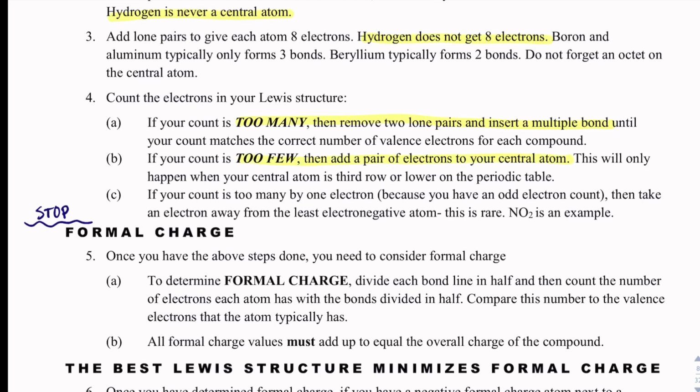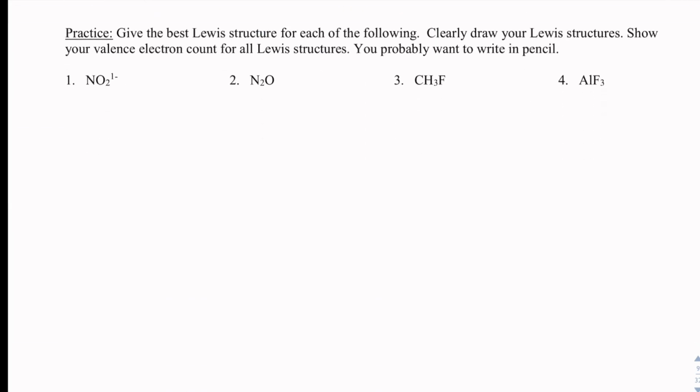If our count is too many by 1 electron, then we would take 1 electron away from the least electronegative atom. This is rare. We're not going to see this. As far as honors chemistry is concerned, 4C is not something that I'm worried about. If you move on to AP chemistry or organic chemistry, we'll see that, but just not in honors chemistry. So let's do some practice problems.